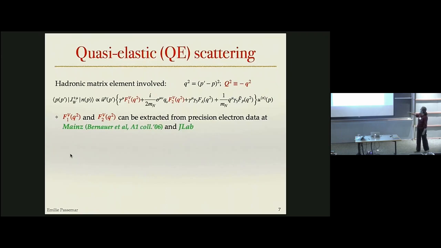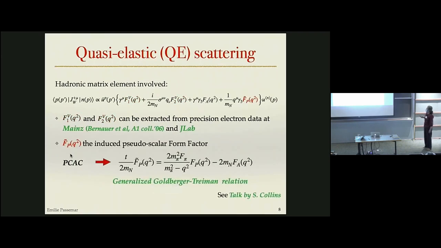Here I wrote it in terms of 4 form factors because I assume the isospin limit, and then I have 2 form factors F1 and F2 that are related to the vector current of my process, okay? And this can be extracted from precision electron data. For instance, at Mainz and JLab, there have been a lot of experiments scattering electrons on neutron and proton, and they have determined these form factors with very good accuracy.